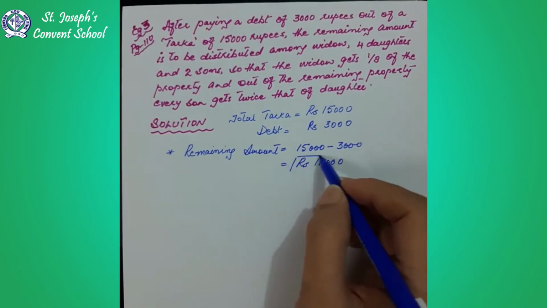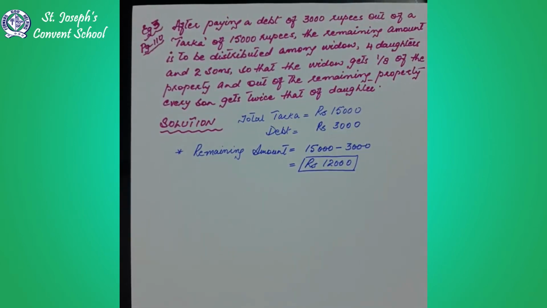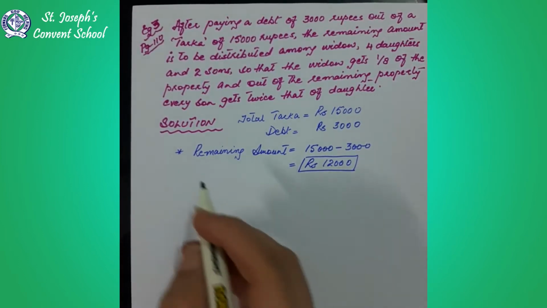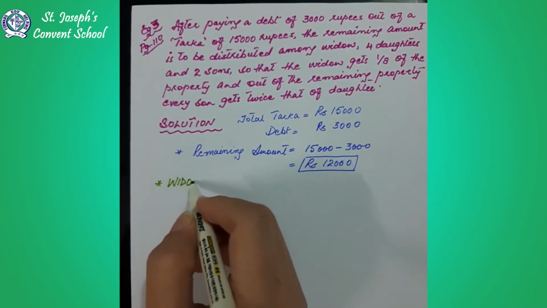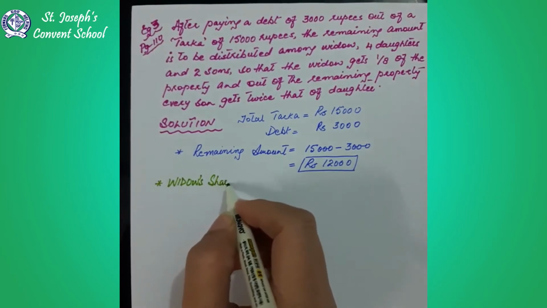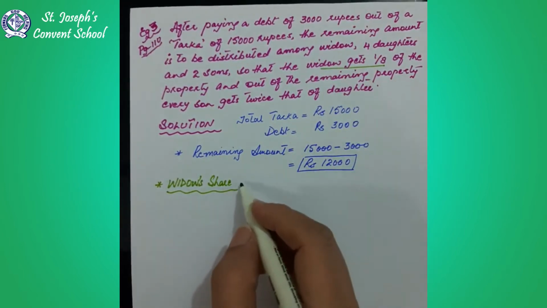Now this remaining amount you have to distribute among widow first. So first we will find the widow's share. Let's find the widow's share. Okay, let's solve it. Now the widow's share. Now widow's share, it is written that widow gets 1 upon 8. Widow's share is 1 upon 8.